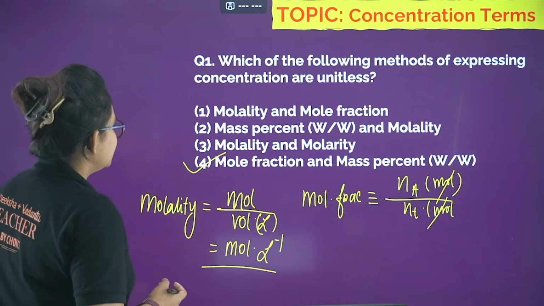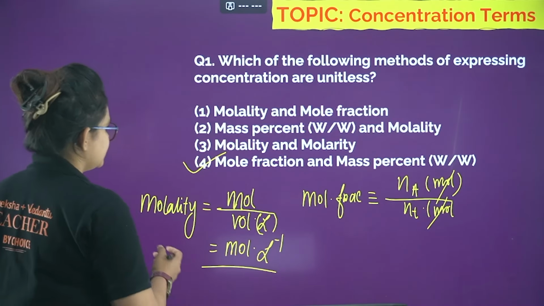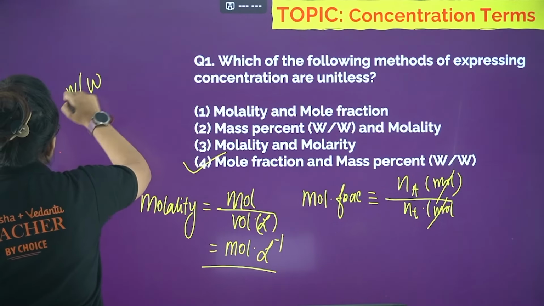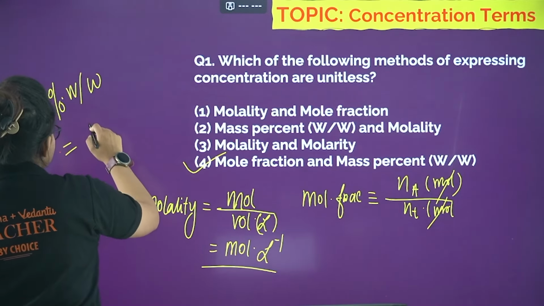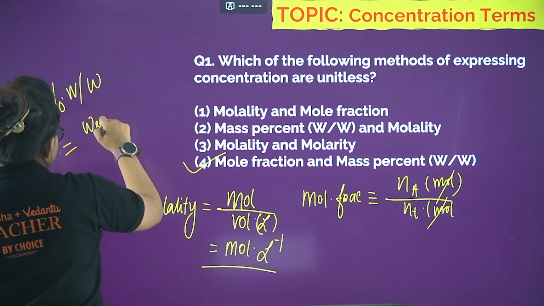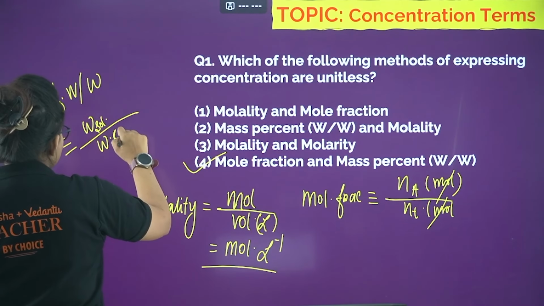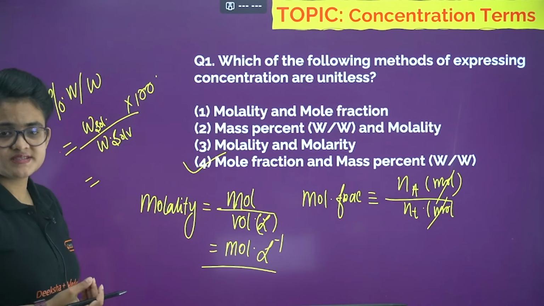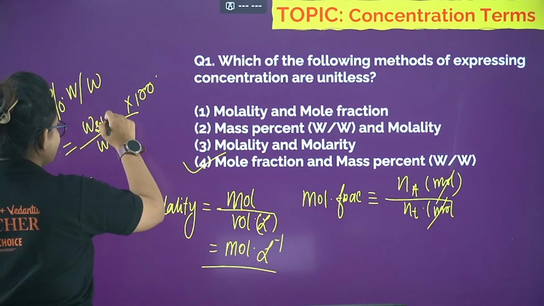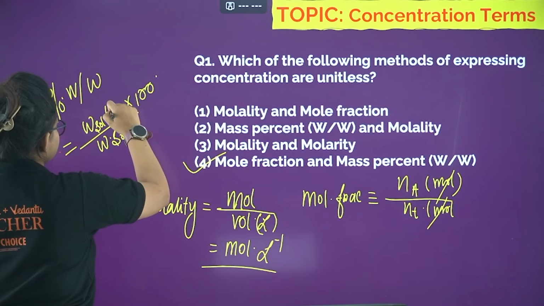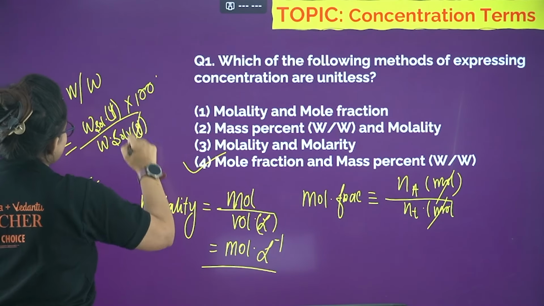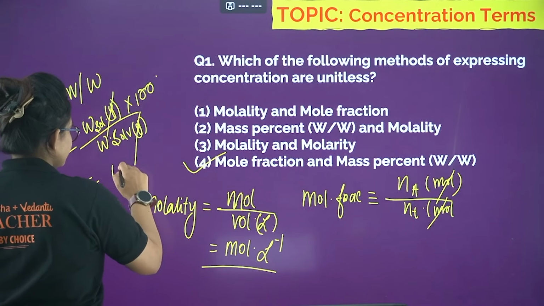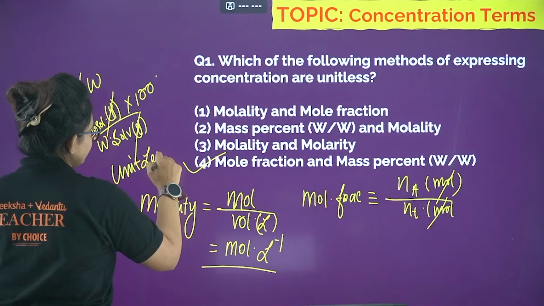Next option, mass percentage. Okay, so mass percentage, if you write, that is W by W, right? So how do you write it? Weight of the solute divided by weight of the solution into 100, right? This is how we actually solve for mass percentage. So if you put the weight here also in gram and here also in gram, the units of the weight will be cancelled out, right? So this is also going to be a unitless one. So already you got the answer.